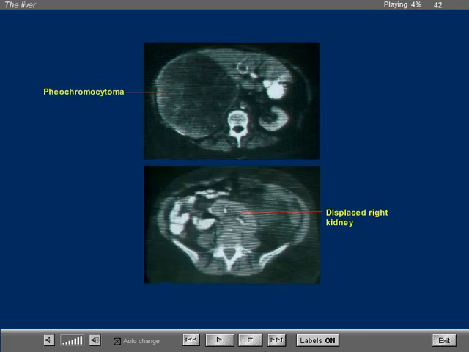In this same patient, a lower CT cut shows the right kidney displaced towards the left and in front of the aorta. At surgery, this patient proved to have a non-functioning pheochromocytoma. So the mass was a large adrenal tumor. Adrenal tumors, tumors of the kidney, and other retroperitoneal tumors can mimic hepatomegaly.